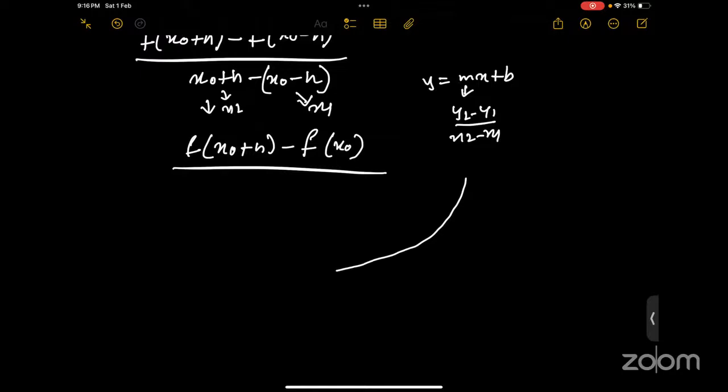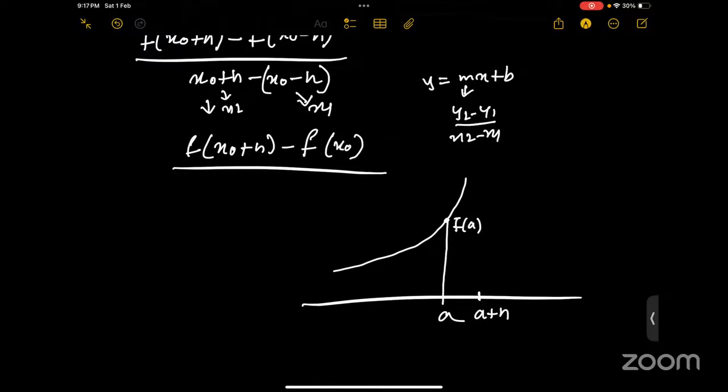So when you have a curve, suppose this, and suppose at the point A, we want to find the slope. Okay, so this is the point A, and this is your f of A. So we can take a variable h, then a plus h will be something here, and this is the value of f of a plus h.